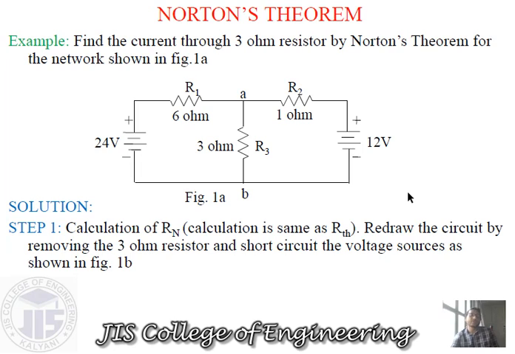Whenever we are going to find the overall resistance of the circuit, obviously we have to look from the load side. So which one is our load? Our load is the 3 ohm resistance, or this R3 resistance. So obviously we have to remove this resistance, and you have to replace these sources by their internal equivalent resistance.